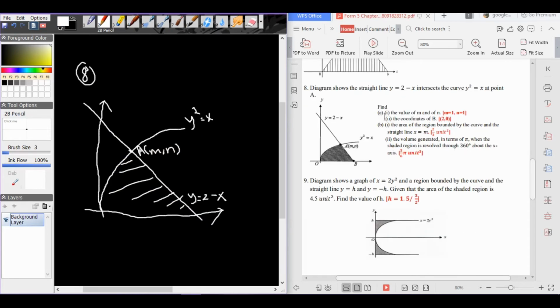Number 8a, find the value of m and n. So m, n, these are the coordinates of A. A is the intersection point of this curve and the straight line. Okay, so just equate them.